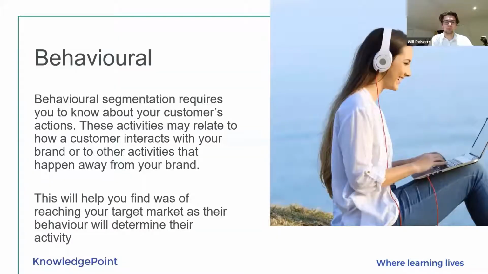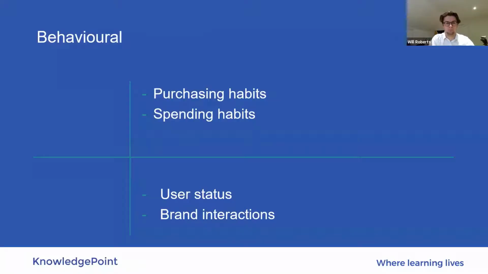Behavioral, this is how people behave and act. So this will be how you get in front of your target market. This will be their interests, what they look at, where they're often hanging out, or what they look at online. So this will be their purchasing habits, their spending habits, their user status, and their brand interactions.